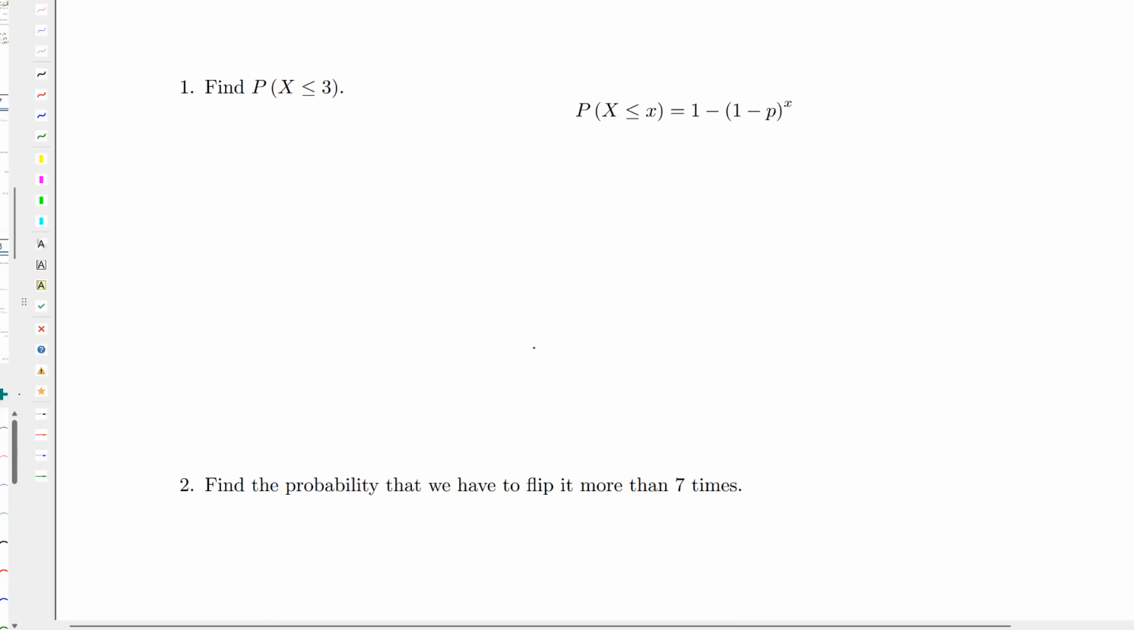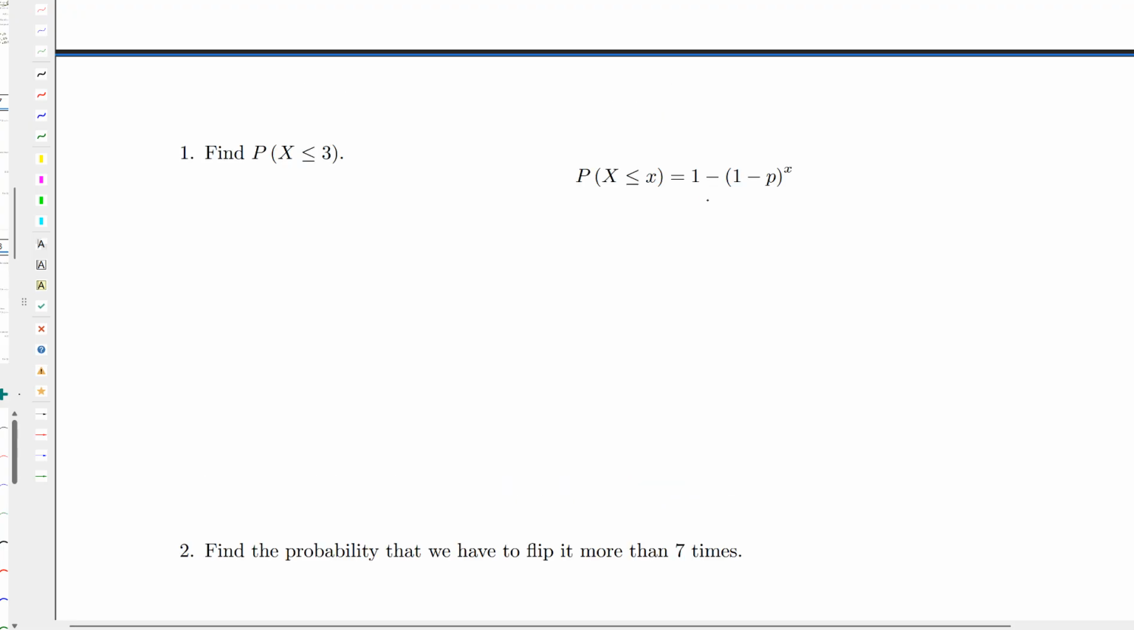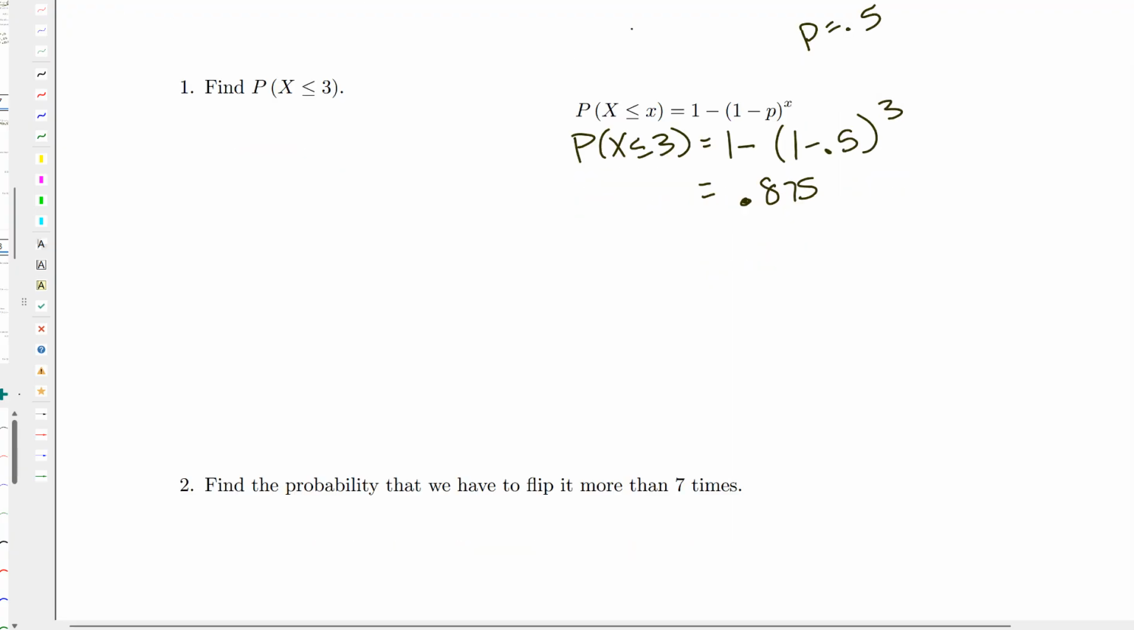So let's find a few probabilities. Find the probability that X is less than or equal to 3. Okay, I wrote down the formula here so that we can use it. So the probability that X is less than or equal to 3 is going to be 1 minus 0.5, because P equals 0.5, to the power of 3. So this gives me 0.875. So about 87.5% chance that we only have to flip it up to 3 times to get our first head, which makes sense. If you have a 0.5 probability, you should probably get it fairly soon.